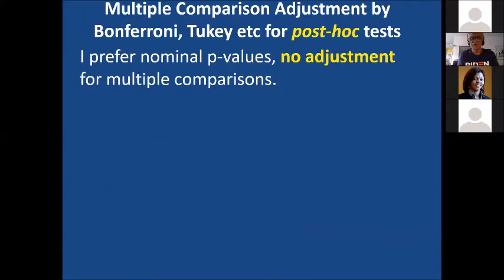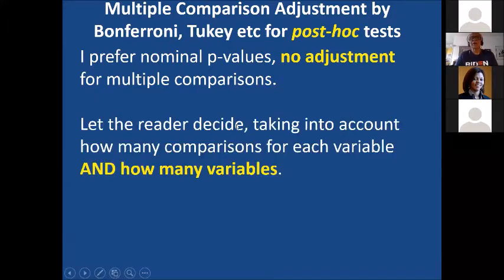There are different points of view on multiple comparison adjustment, and there are different approaches available. ANOVA is a well-worked field. So there is Bonferroni, Tukey, etc. And for post hoc tests, I prefer to report the Fisher's LSD p-values, which are nominal p-values with no adjustment for multiple comparisons. I'll just give my rant here as to why I don't do that. My view is to let the reader decide. Somebody who reads your report can decide.